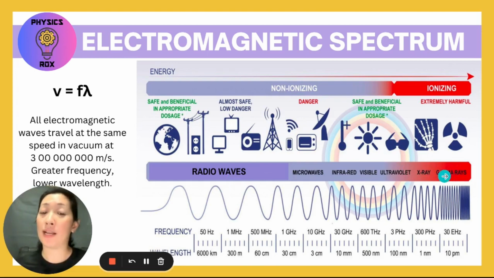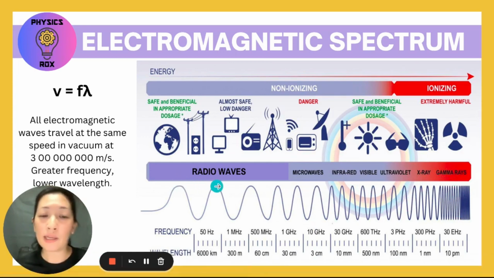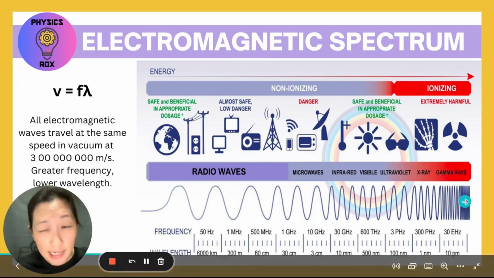Another way to help you visualize this is by thinking about the visualization of the wave. You can see over here that the wave frequency is increasing, so the waves are getting closer and closer together. And in terms of the wavelength, the spacing between the crests is getting smaller and smaller. So greater frequency, smaller wavelength.